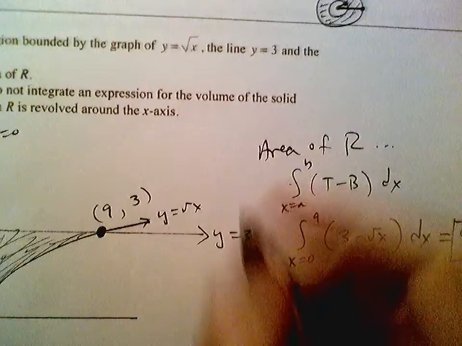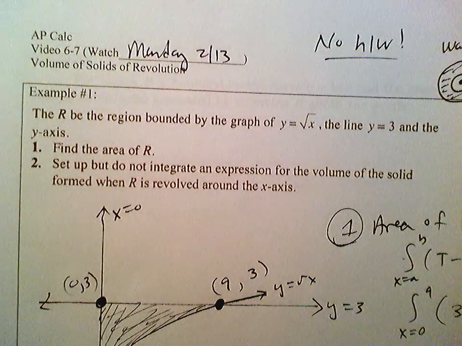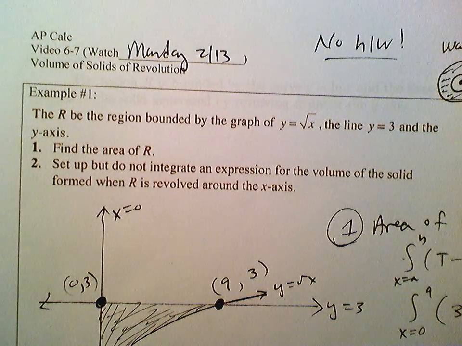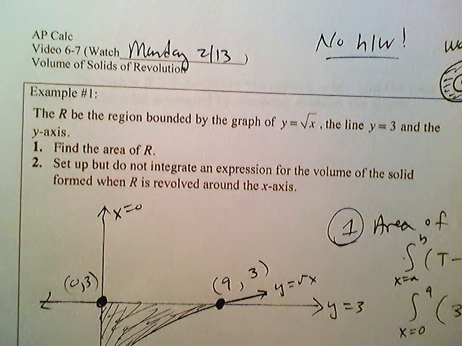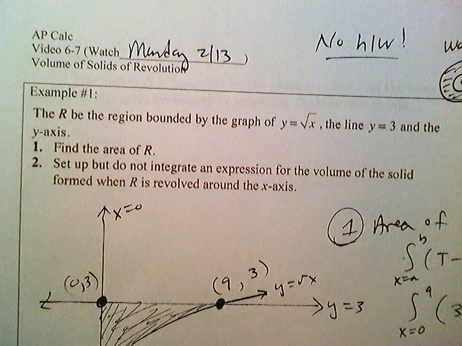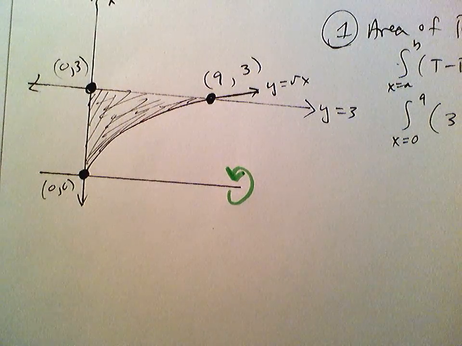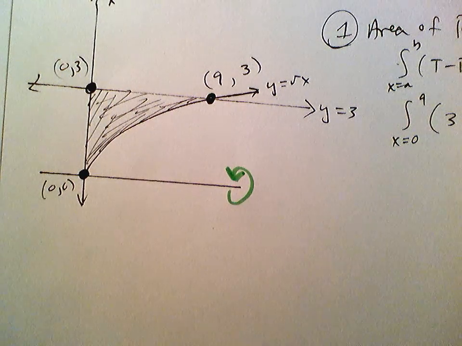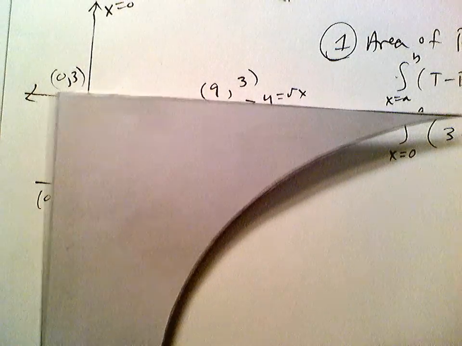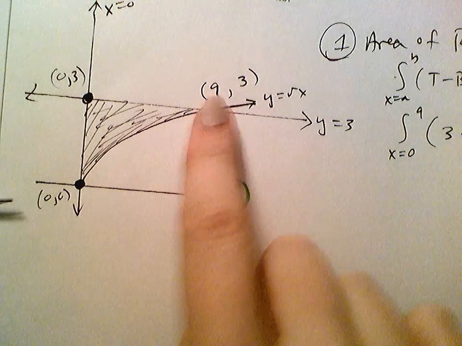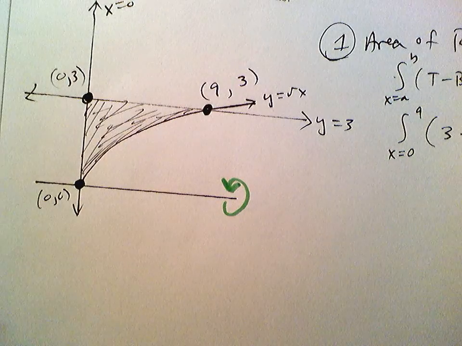Now for number 2, it wants us to set up but not integrate an expression for the volume of the solid formed when R is revolved around the x-axis. So we're revolving around the x-axis. I made a big one of this. Here's this thing. This represents that region, and I'm revolving around the blue stick, which in this case represents the x-axis.